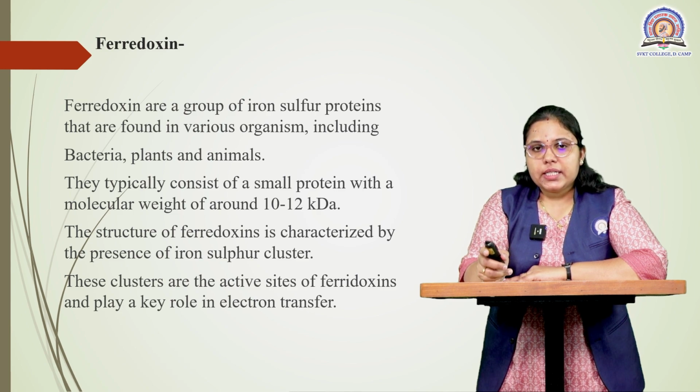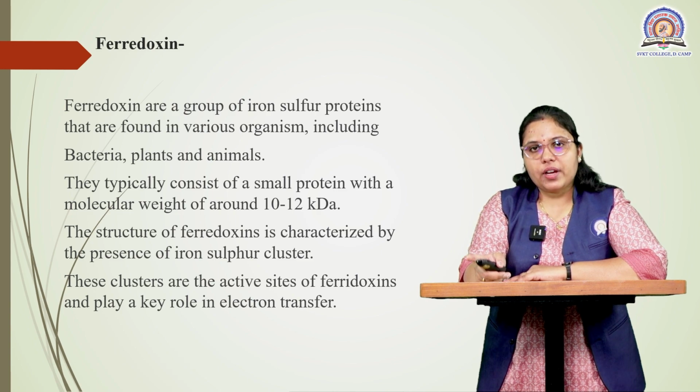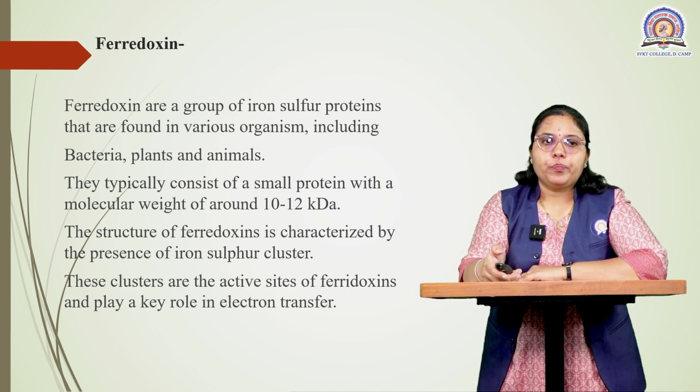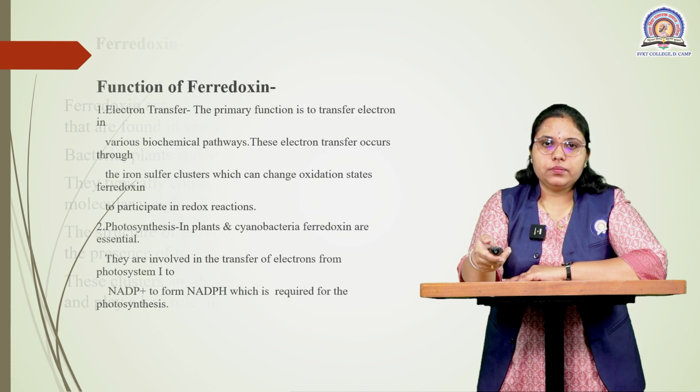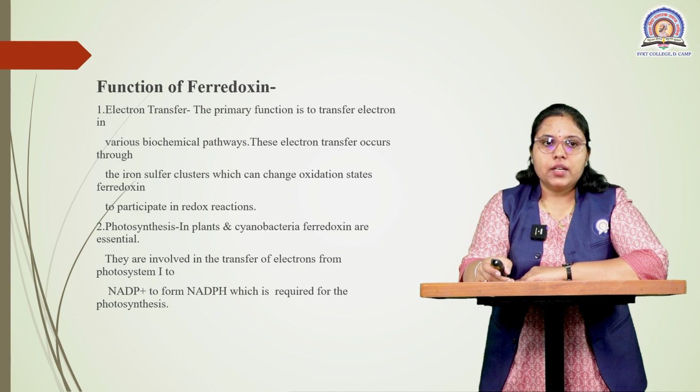They typically consist of a small protein with a molecular weight around 10 to 12 kilodalton. The structure of ferredoxin is characterized by the presence of iron sulfur clusters, and these clusters are the active sites of ferredoxin and play a key role in electron transfer. Here we see the function of ferredoxin. First function is electron transfer.